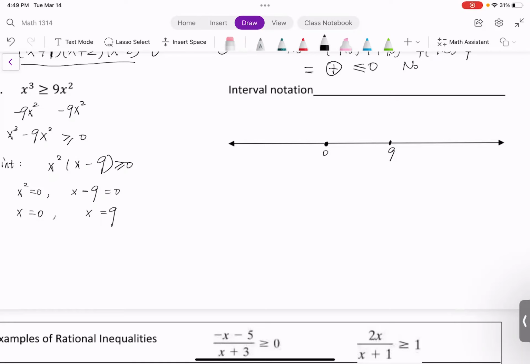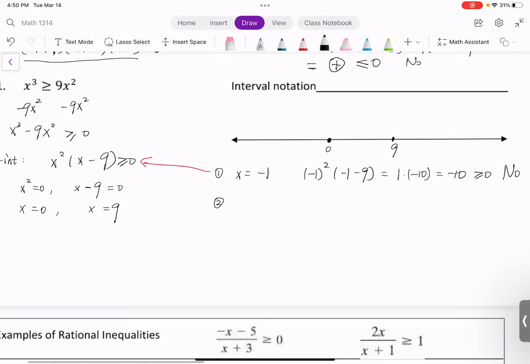All right, let's pick some points in these three intervals. First, I'm picking x equals -1. Let's use the factored form because the factored form makes things easier. Plug it into the inequality. We have -1 squared times -1 minus 9. We have 1 times -10, which is -10. Is it greater than or equal to 0? No. You can also put false.